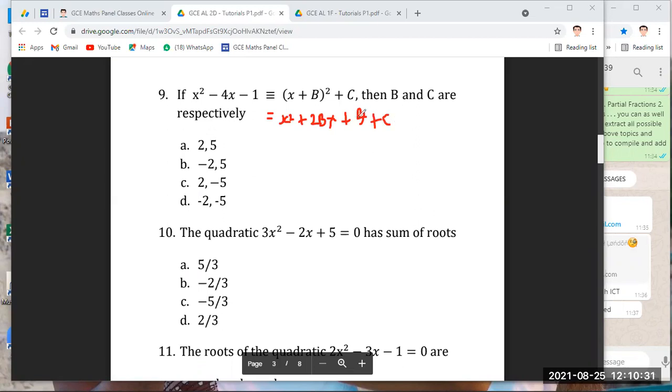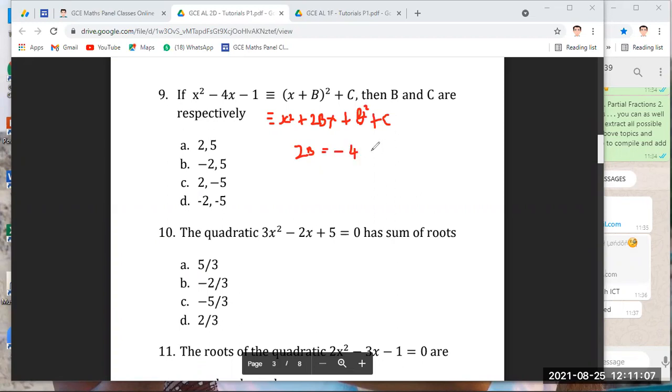This is the right-hand side, right? Yes, sir. All right, so if it is identical to this, then the terms in x, we bring them together. Those in x squared, you bring them together. In this case, the coefficient of x squared is 1. Here, the coefficient of x squared is 1. So they're identical. That's okay. And then the terms in x, we have only this one. So we have plus 2bx is equal to minus 4x. In that case, our 2b will be equal to minus 4.